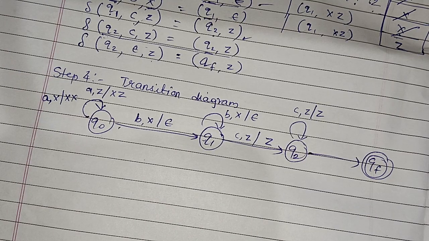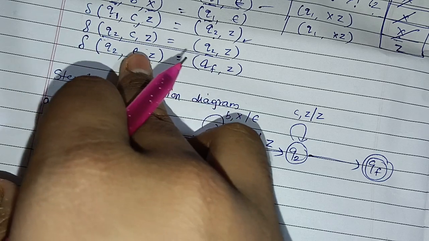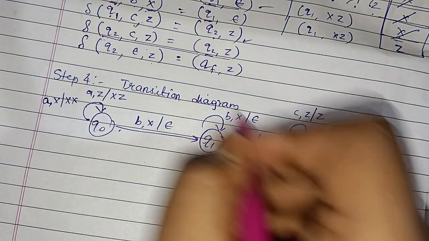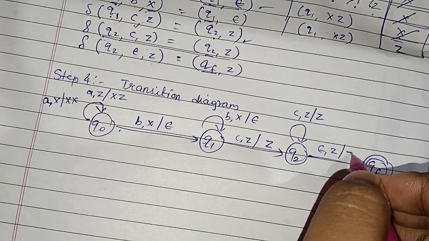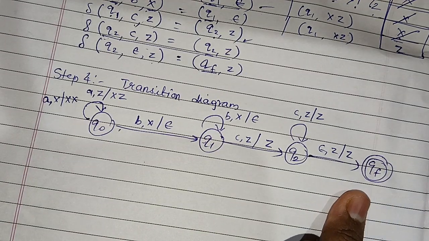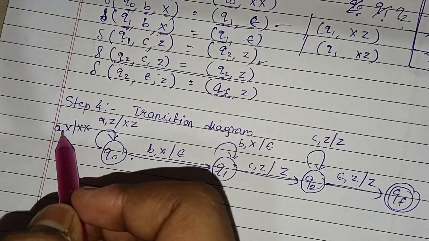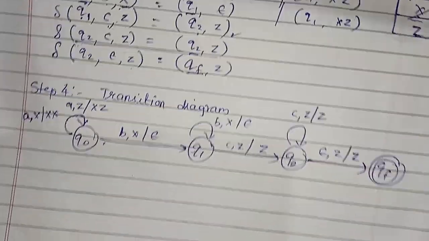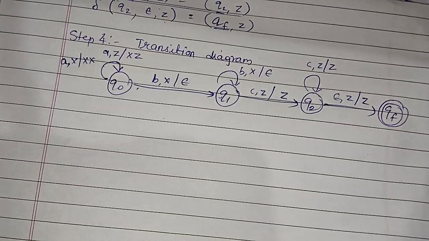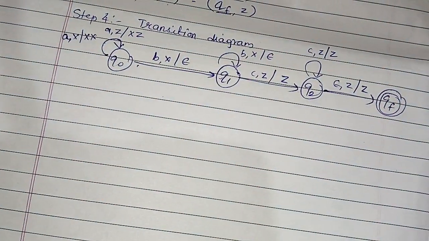Now see, q2 null string Z. If q2 receives the null string, go to qf, so on null string go to the final state. Okay. Now see, 1 2 3 4 5 6 7. There are 7 transitions, so that is implemented in the transition diagram. Based on this, I will solve an example.